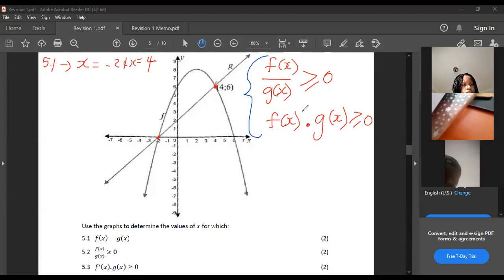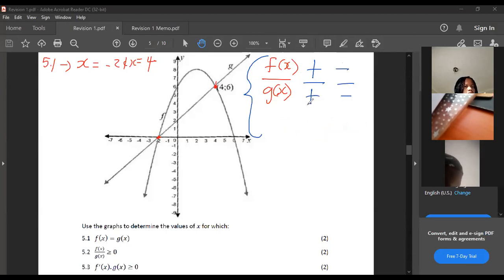So how do you answer such questions? You use signs. Right, so for this to be greater than or equal to 0, that means it's positive. For f over g to be positive, what are the signs? It's either a positive over a positive, or a negative over a negative. Remember, positive over positive is positive. Negative over negative is positive.